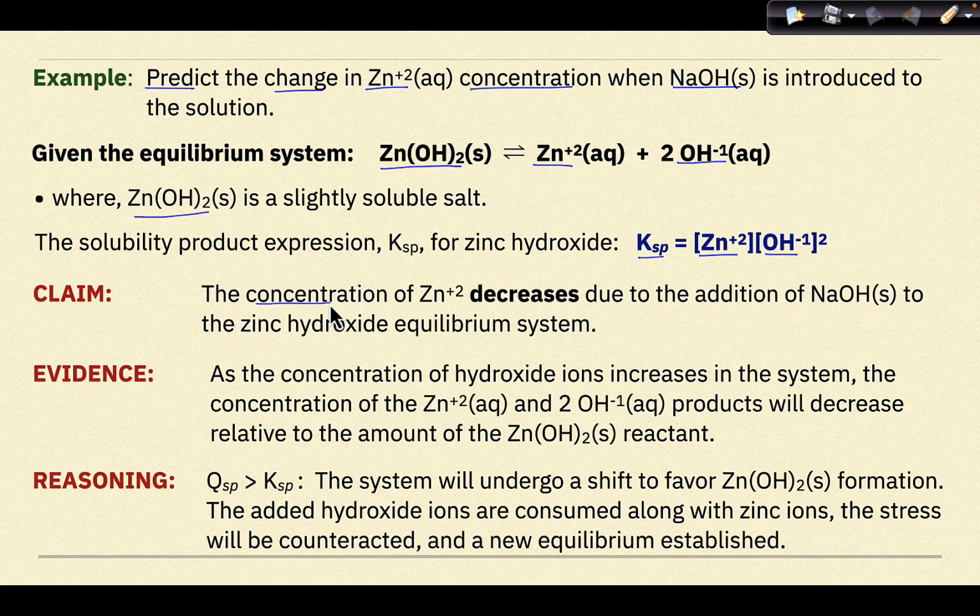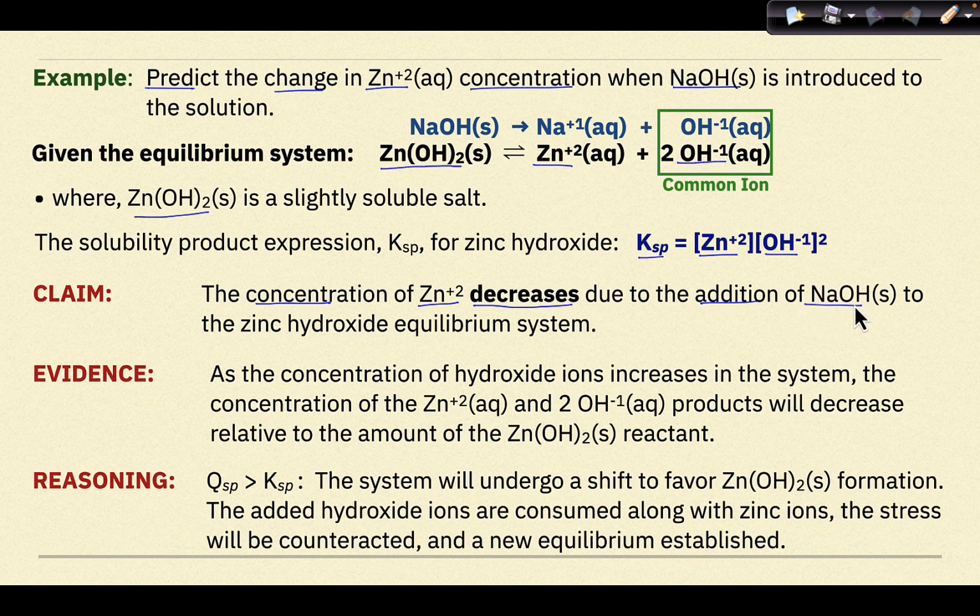Claim: the concentration of Zn+2 decreases due to the addition of NaOH solid to the zinc hydroxide equilibrium system, as we see up here. As the concentration of the hydroxide ions increases in the system, the concentration of the zinc ions and hydroxide ion products will decrease relative to the amount of the Zn(OH)2 reactant. Qsp is greater than Ksp.